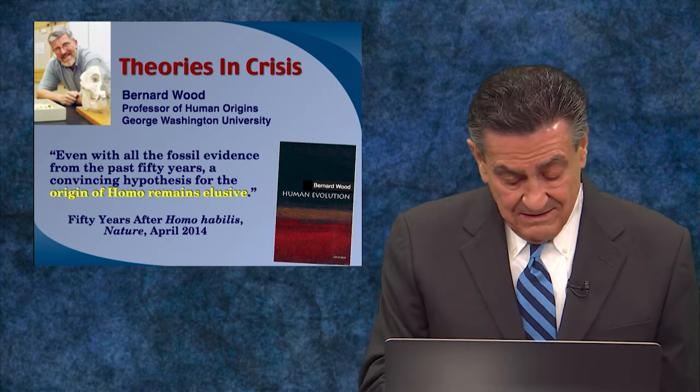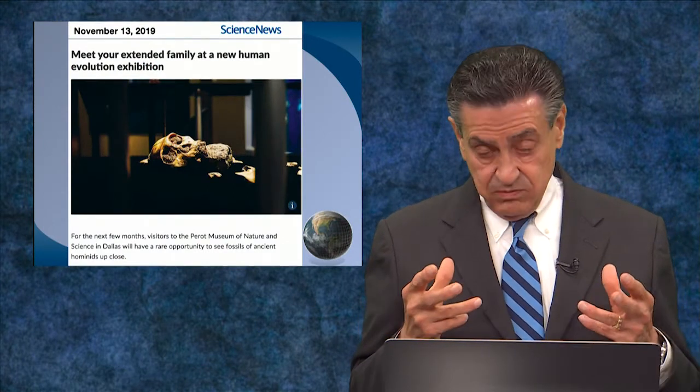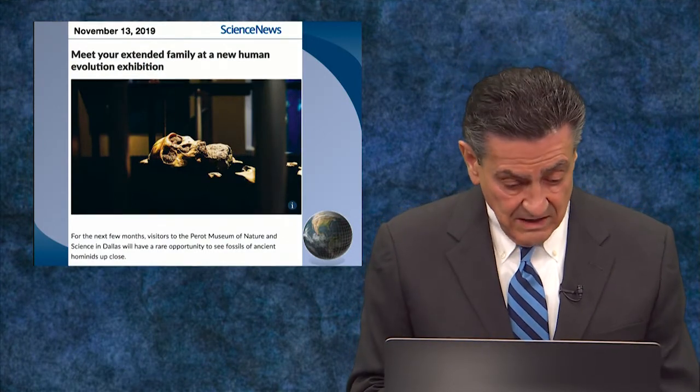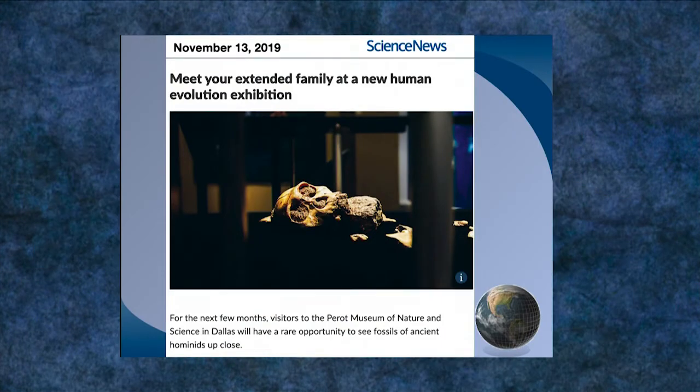More recently, let me give you an example. Here from Science News, they're reporting this great display that they have at the Perot Museum in Dallas. For the next few months, the Perot Museum is going to be dedicated to meeting our extended family, the ancient ancestors of man. Now, there's nothing about Neanderthal, about Homo erectus, nothing about those things that are supposed to have. That's pretty well crumbled according to the. But now then, we've got some to take their place.